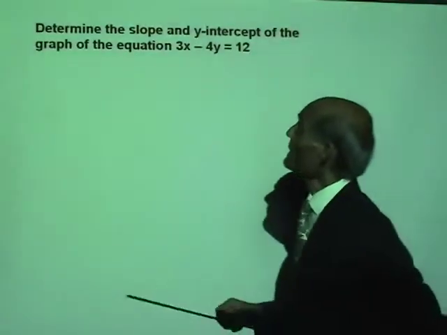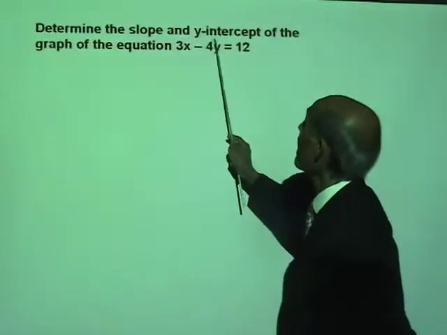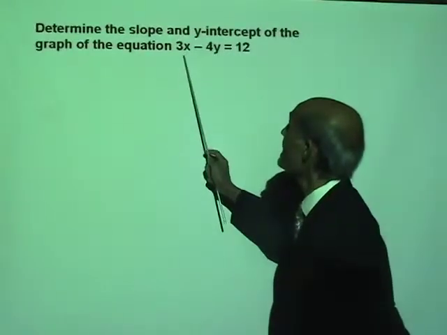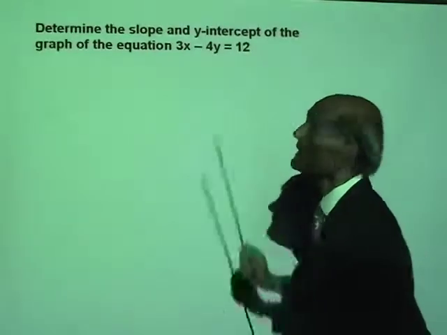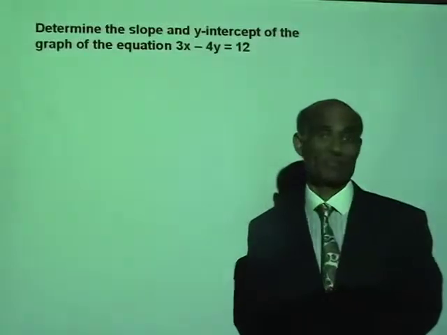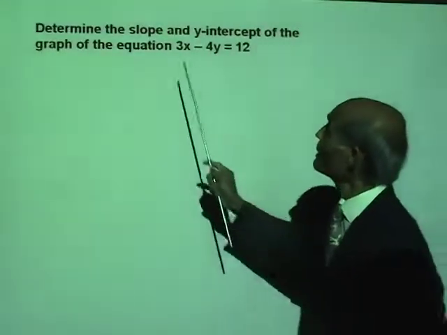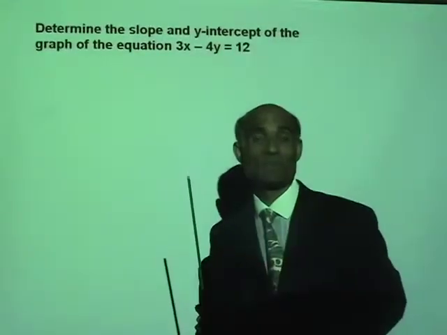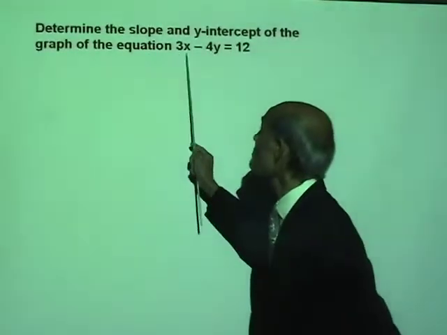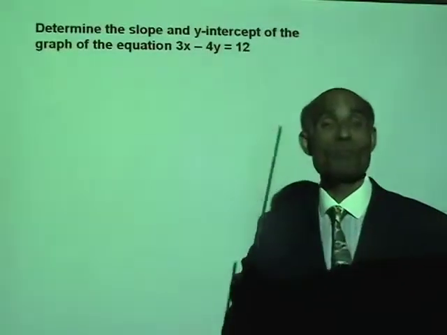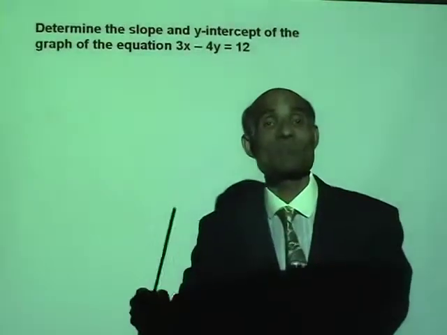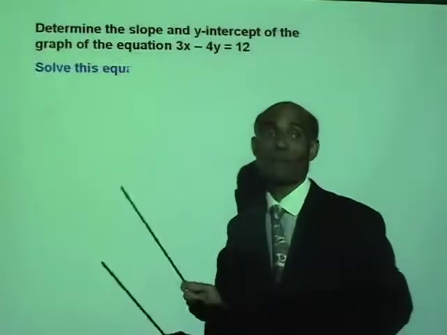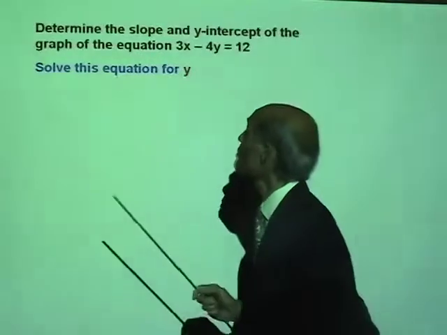Another one. Determine the slope and y-intercept of the graph of the equation 3x minus 4y equal to 12. Well, in order to determine the slope and y-intercept, what is the thing to do? Write this equation in the form y equal to mx plus b. In other words, solve for y. Solve this equation for y.